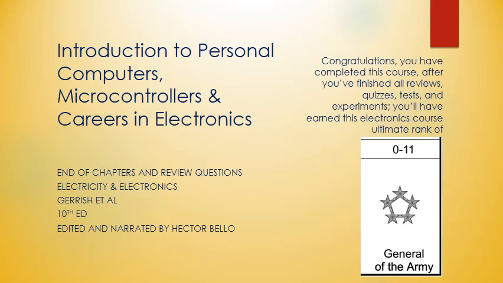And that concludes not only this chapter, but this entire course, this electricity and electronics course. Congratulations, you have completed this very in-depth and very involved and challenging course. Again, electricity and electronics. After you finish all the reviews, quizzes, tests for these last few chapters, and also any experiments, you will have earned this ultimate electronics course rank of O11, or the equivalent of the Army, the General of the Army rank. Again, congratulations.